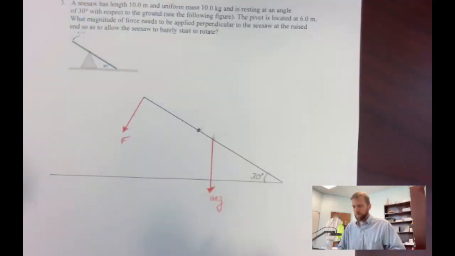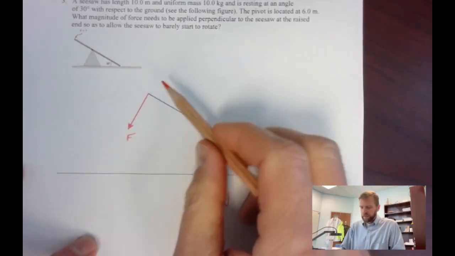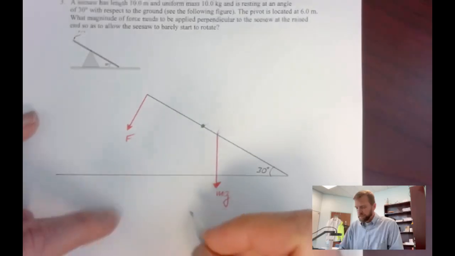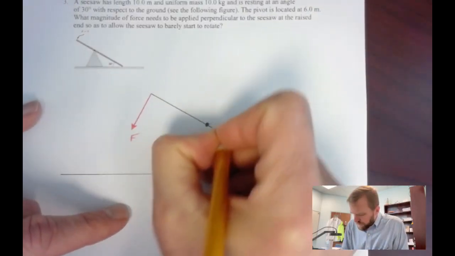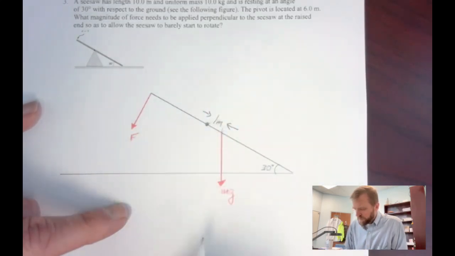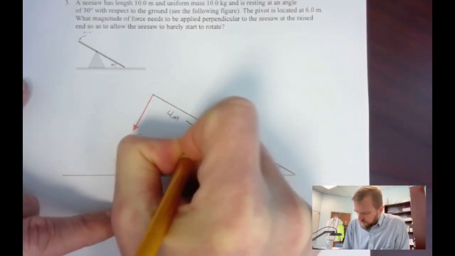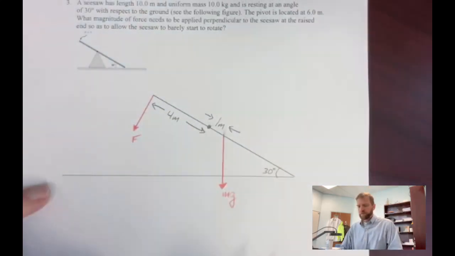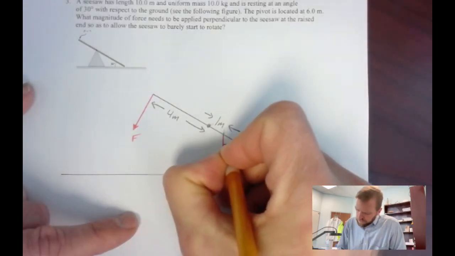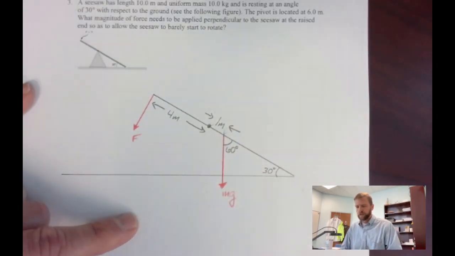We want to know what this force is so that it just begins to start rotating. All right, let's label a few more key dimensions. This is 1 meter here. So that's 1 meter, and then this is 4 meters. And then this angle right here is 60 degrees, because this is a 30, 60, 90 triangle.